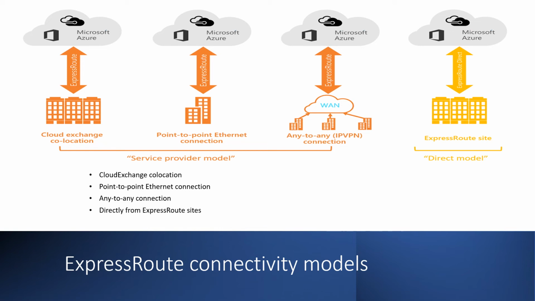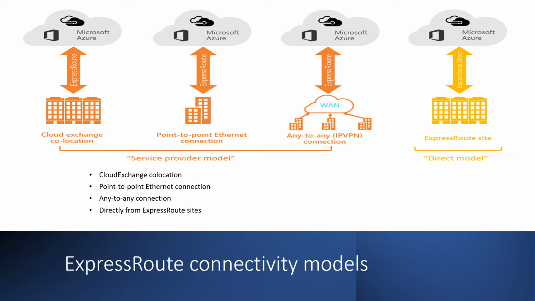Next one will be point-to-point Ethernet connections. Point-to-point connections provide layer 2 and layer 3 connectivity between your on-premise site and Azure. You can connect your office or data center to Azure by using a point-to-point link. For example, if you have an on-premise data center, you can use a point-to-point Ethernet link to connect to Microsoft.